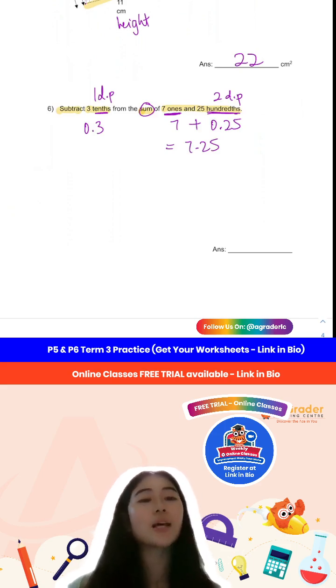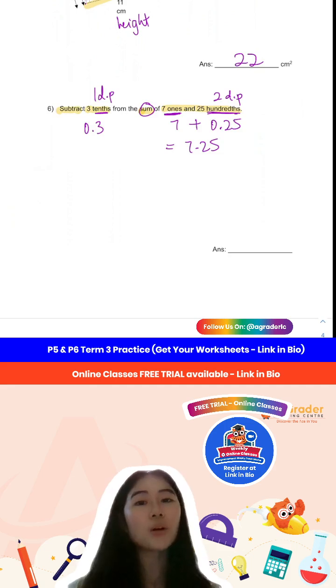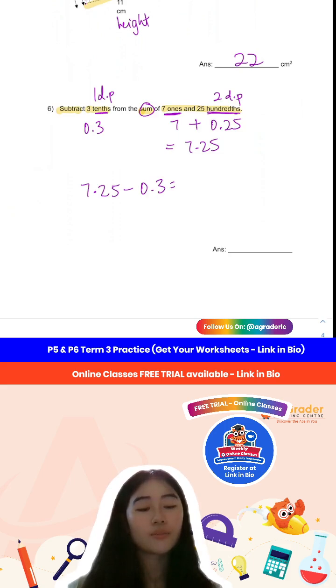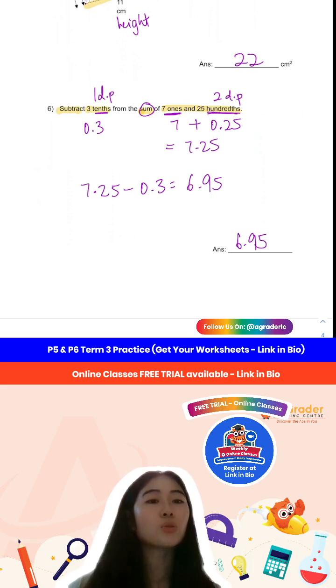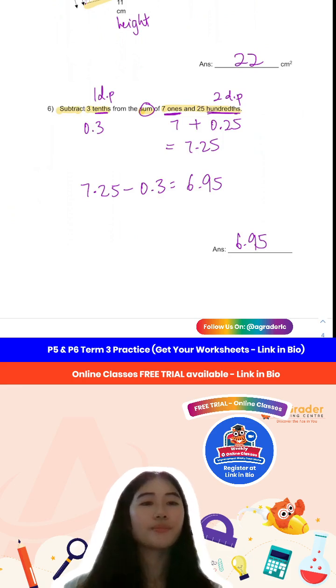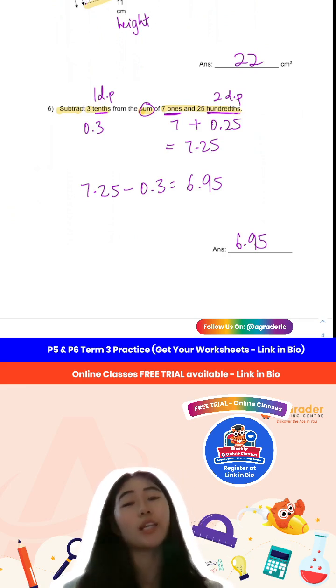And then after that, you subtract. Okay, so now you're going to subtract the 0.3. So 6.95 is the correct answer. I saw some of you got 6.95. Yeah, so it's correct. Wongs, you didn't know what's hundreds, is it? Hundreds with a TH means that you should have two decimal places for that number.